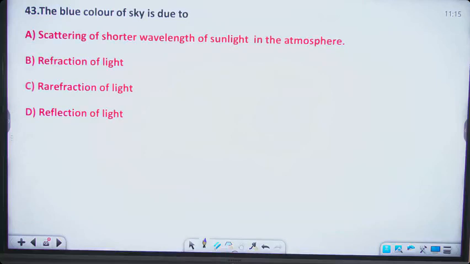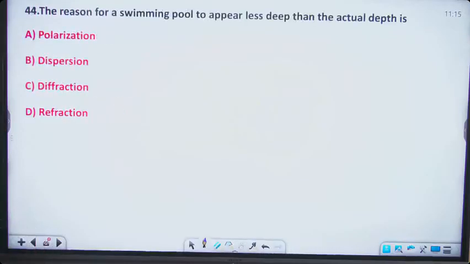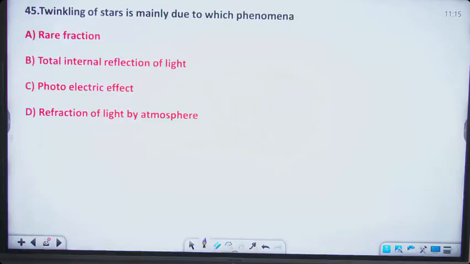The blue color of the sky is due to the one phenomenon which we are calling the scattering of blue color light. Then the reason for a swimming pool to appear less deep than the actual depth: refraction phenomena. The twinkling of stars is due to which particular phenomena? Refraction phenomena of light by the atmosphere.